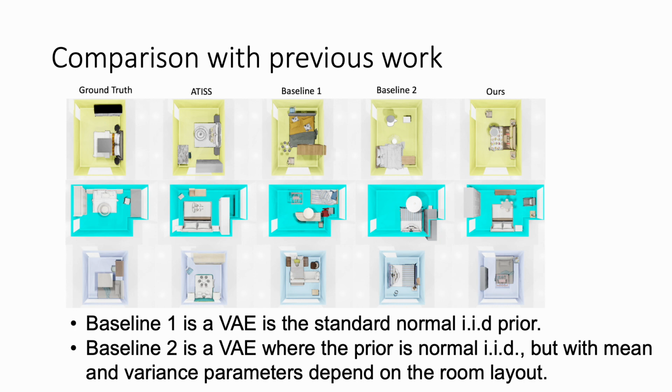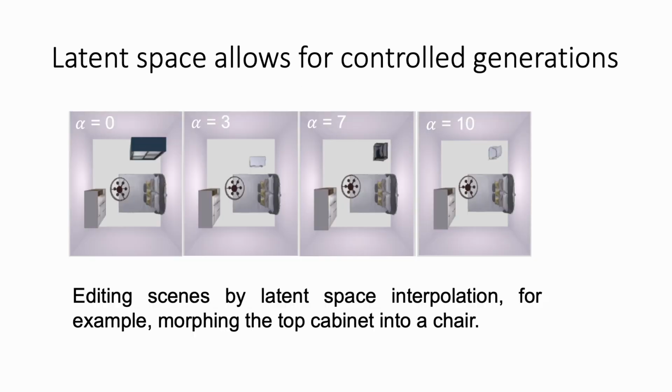The two baselines have the same VAE architecture with the only distinction being the prior employed. Baseline 1 is a VAE with a standard normal IID prior, and baseline 2 is a VAE where the prior is again IID normal, but the mean and variance now depend on the room layout. And as you can see, both the baselines struggle to generate good furniture arrangements. For instance, furniture often overlaps with each other or goes through the wall. Whereas just by changing the prior to an autoregressive one, as proposed here, greatly improves generations.